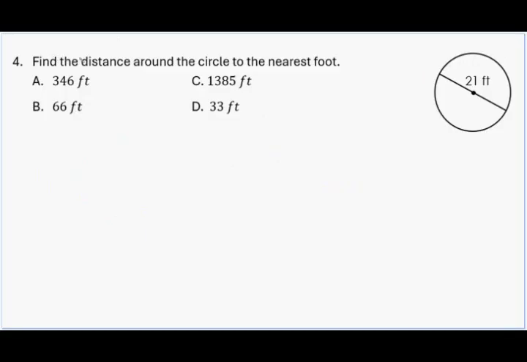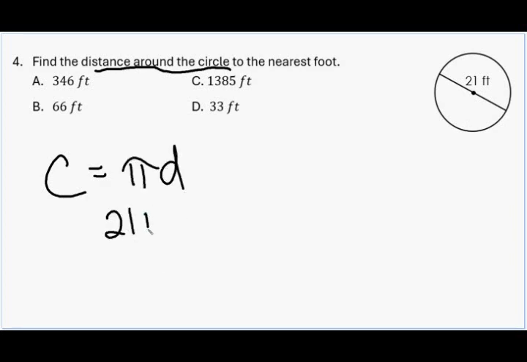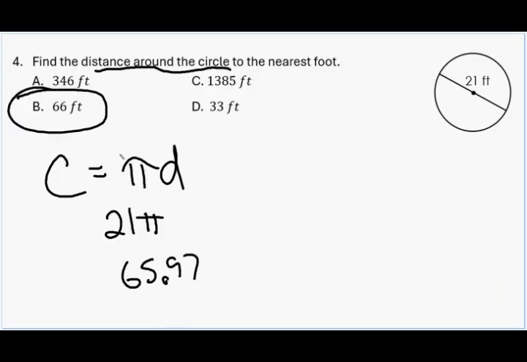Number 4, find the distance around the circle, so that's just a different way to say circumference, to the nearest foot. Circumference, we can use 2 pi r, or pi times diameter. Diameter is given as 21, so that's just going to be 21 times pi. That's about 65.97, and that's pretty darn close to 66.